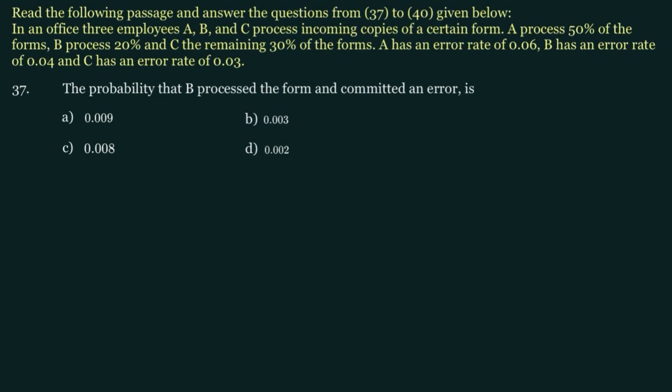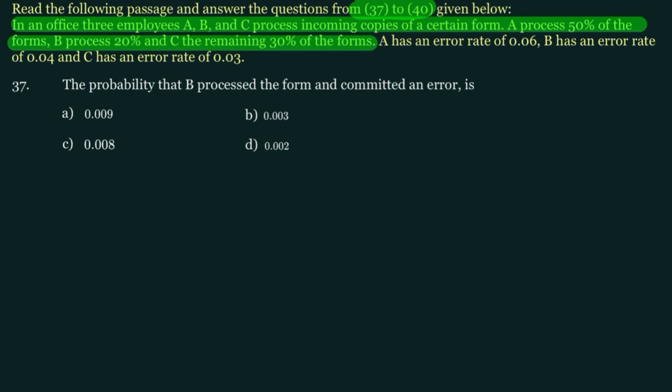Okay, so now let us read the following passage and answer the questions from 37 to 40. So now there are a set of 4 questions on a single case study. From question number 37 to question number 40, we have to answer by reading the same paragraph here. So let us read this paragraph. In an office, 3 employees A, B and C process incoming copies of a certain form. A processes 50% of the forms and B processes 20% and C the remaining 30% of the forms.